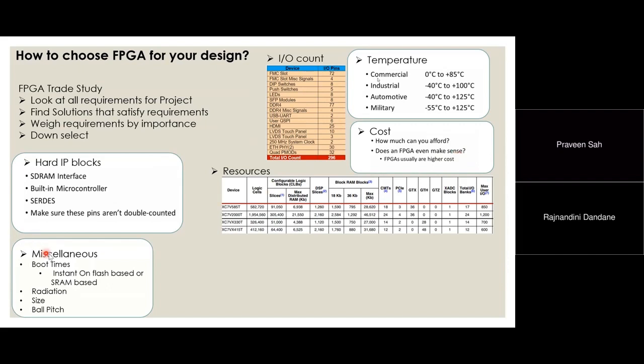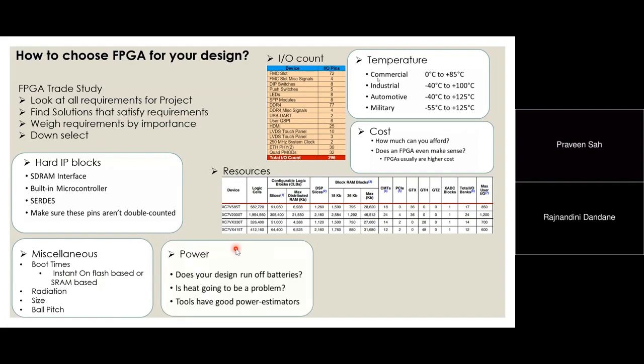Another thing is some miscellaneous factors, like boot times. With respect to FPGAs, they are based on different technologies. Some are SRAM based and some are flash based. Flash based boot times are faster. That is why we call it instant on. So you can see what you want to select, whether SRAM based or flash based. There is another one also, anti-fuse. There is also size. What is the size of FPGA you want? And the ball pitch. Pitch is nothing but the distance between one pin and another pin.